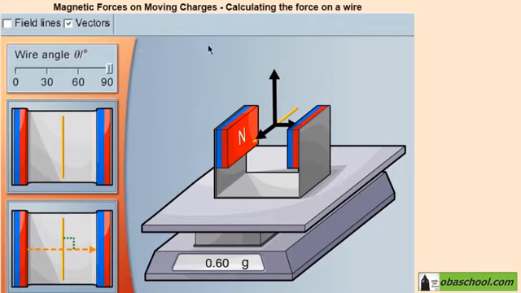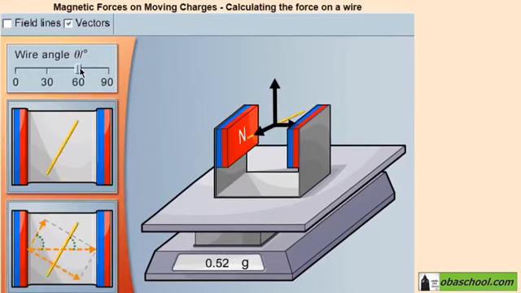Let's drag the wire angle slider one notch to the left to rotate the wire so that it is at 60 degrees to the magnetic field lines. What happens? Yes, the force registered by the balance is reduced from a mass equivalent of 0.6 gram to 0.52 grams, and the upward force vector arrow gets shorter.